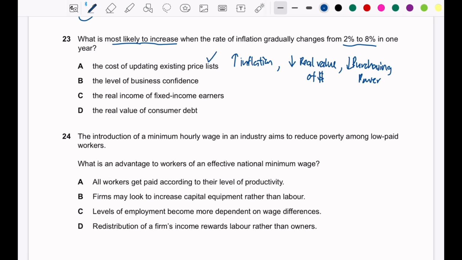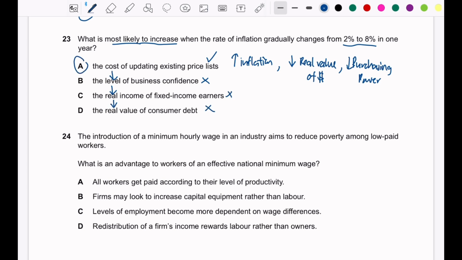B. The level of business confidence. No. When inflation, the level of business confidence will go down. Real income of fixed income earners. No. It will go down. Real value of consumer debt. It will also go down. So these three are wrong. A is the answer.